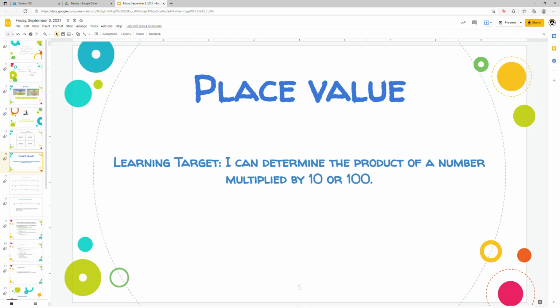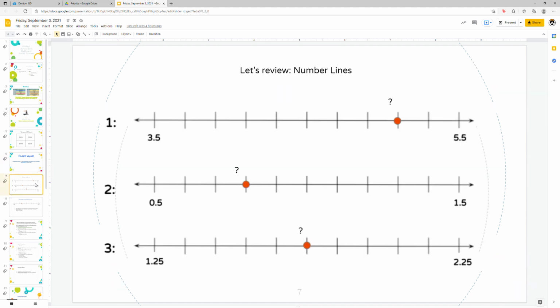Alright class, today we are talking about one more place value topic. Our learning target is I can determine the product of a number multiplied by 10 or 100. Before we do that though, let's review these number line questions from yesterday. Most of us did pretty well, but I did have some questions while we were away from our Zoom meetings that day. So let's take a look at these three.